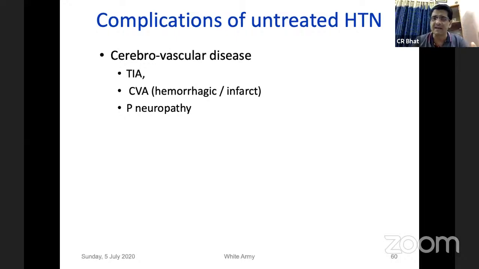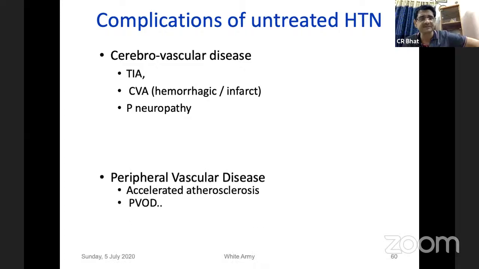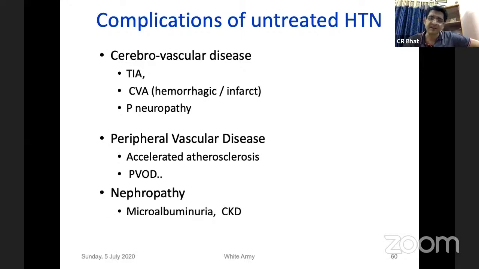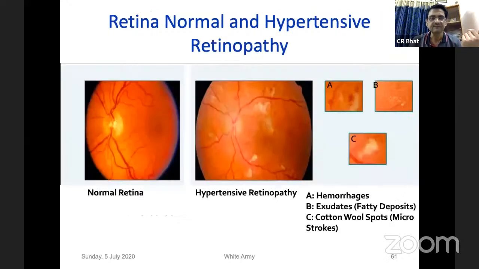Cerebrovascular disease may manifest with the TIAs. They would have already had a stroke and recovered from that, or peripheral neuropathies. Peripheral vascular disease like accelerated atherosclerosis, peripheral vascular occlusive disease, nephropathy like microalbuminuria or CKD. These are all the complications which tend to develop in a progressive way, dynamic way, in uncontrolled hypertension or untreated hypertension. Okay, fine. Now, retinopathy is the one common thing which we can easily detect.